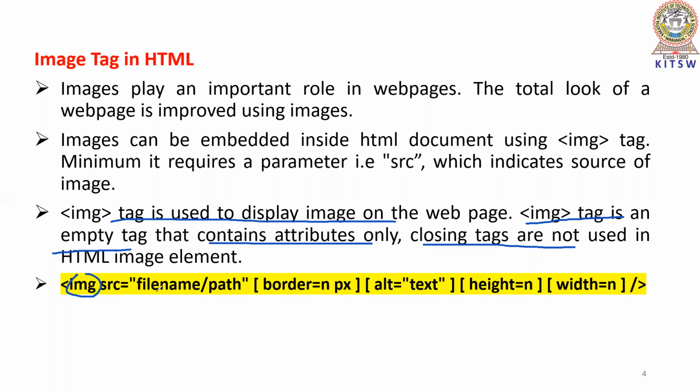These are the attributes: source of the image, what is the border, what is the alternative text, what is the height, and what is the width, that we will see in this class itself. Until then, you have to remember, image tag is an empty tag. There is no closing tag. And we can display images on the web page by using the image tag. So this is the syntax.